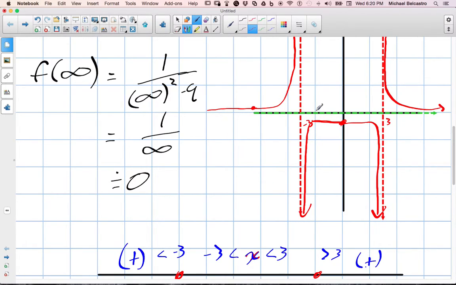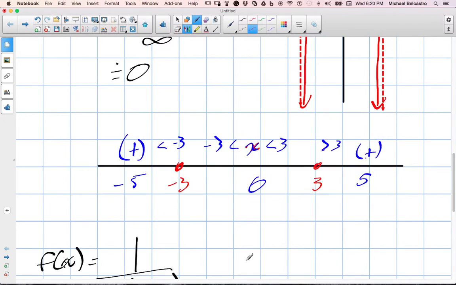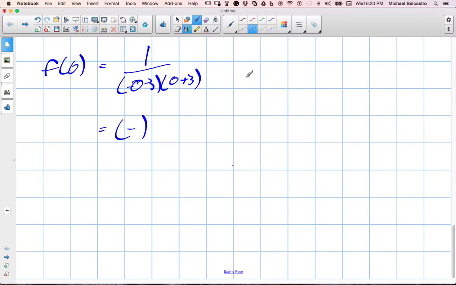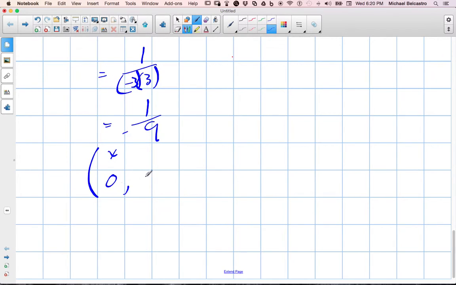Okay, because this is a pretty symmetrical graph, we know that our local maximum is most likely going to be directly in the middle of these two vertical asymptotes. So we can use that value, and that value was 0. Not only did it get negative, but let's actually find out what the value of it is right now. So let's continue this. 1 over -3 times +3, we get 1 over -9. Okay, that makes sense. So our x value, because we plugged it in, was 0, and our y value was -1 over 9.